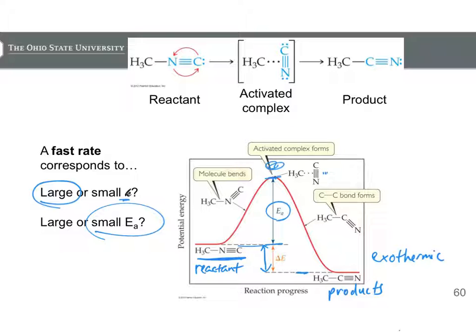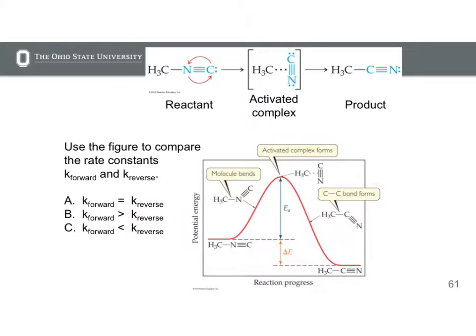Recall that we said a fast rate is a large K. Cool. Okay, another quick question here. Is the forward rate constant greater than, less than, or equal to the reverse rate constant?